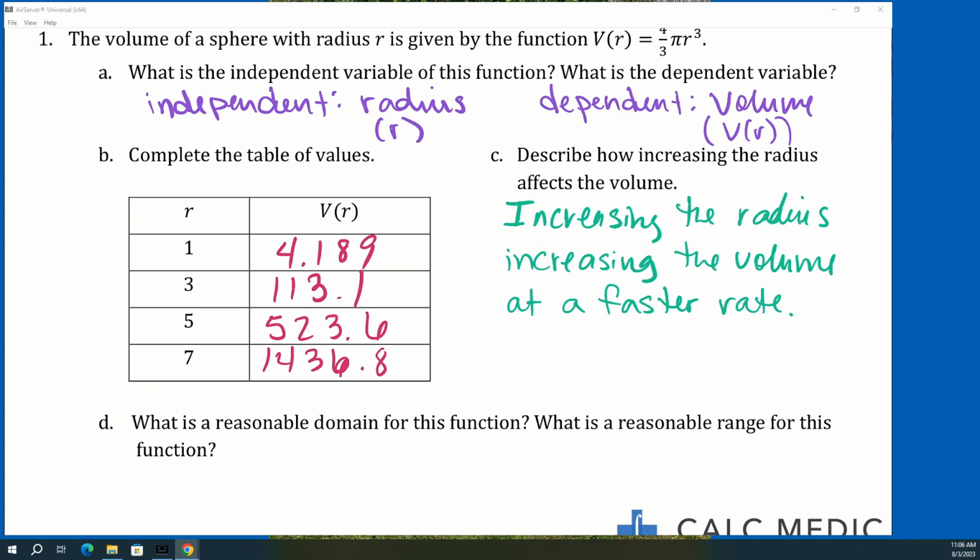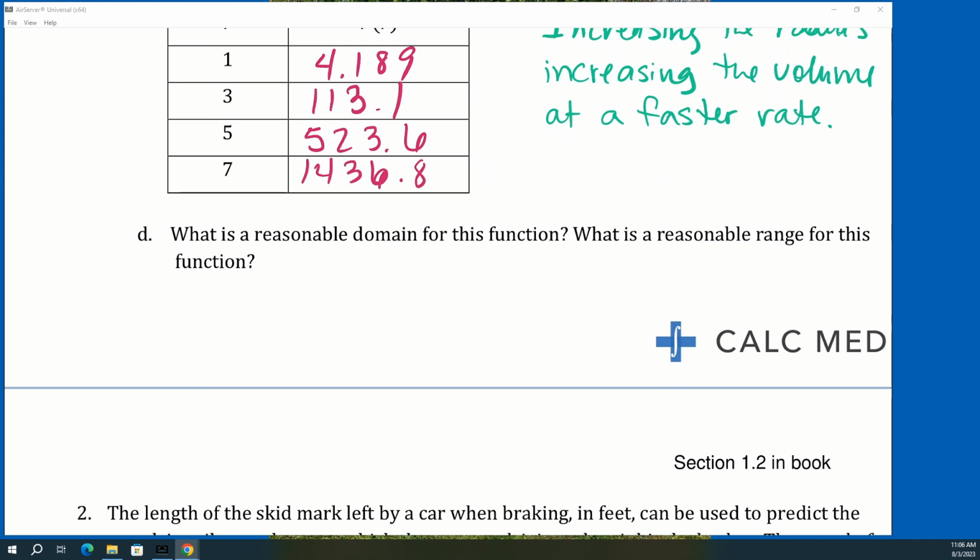Great. And then let's talk about reasonable domain. So can you have a negative radius? No. Can you have a radius of 0? No. So I'm just going to say that our radius needs to be greater than 0. I'm not going to cap off a radius because think about the radius of the Earth. That's huge, like 4,000 something, I think. Or the radius of Jupiter, or the radius of a planet, we don't even know. So I'm just going to say the radius can be any value greater than 0. So what is that going to make the range? It's going to be the same, greater than 0.